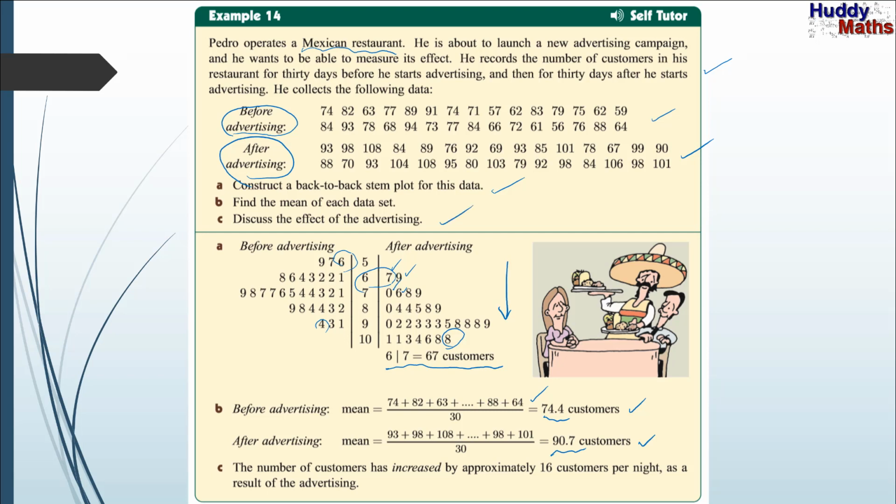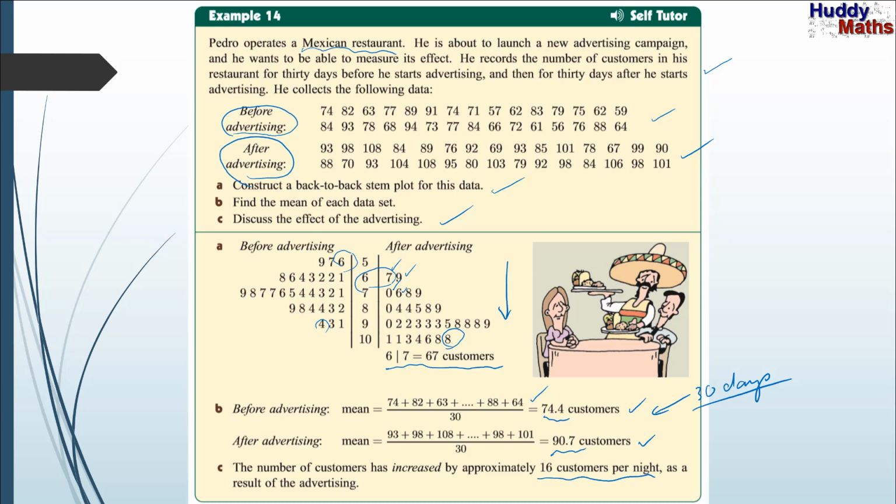Discuss the effect of the advertising. It's increased by approximately 16 customers per night, because this is the average over 30 days, isn't it? Or 30 nights when he opens a restaurant. So this is a daily average. So it's gone up by 16 customers per night as a result of the advertising. So he'd have to work out how much advertising cost and whether the extra customers were worth it, because advertising might have been very expensive. Okay, so we're getting into interesting stuff now, aren't we? So people can actually use this to analyse their situation in business.